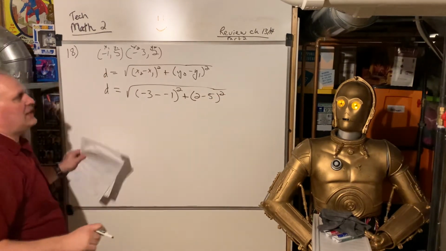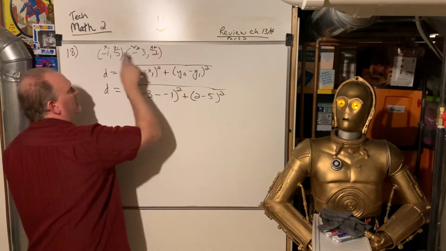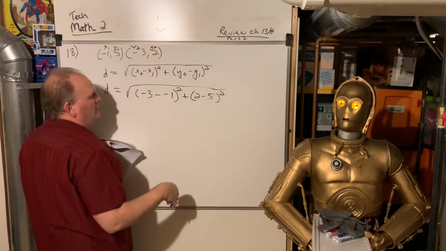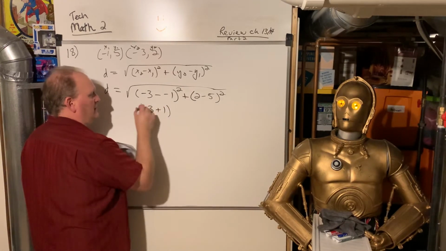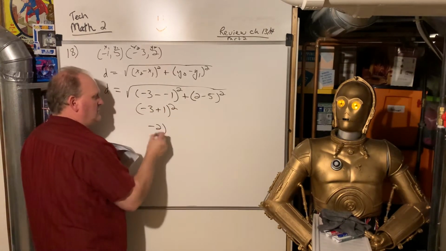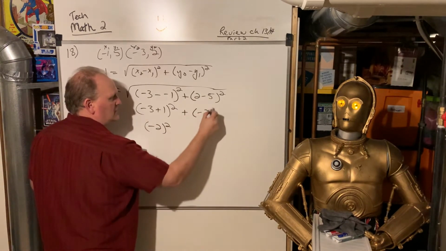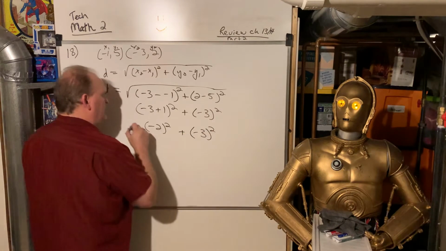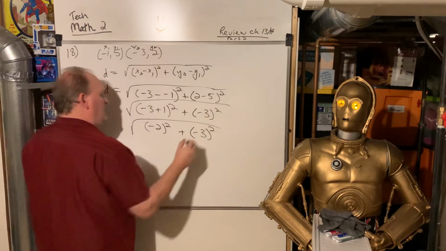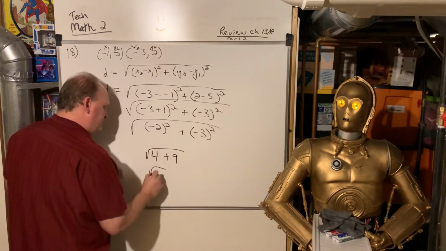Now, I've had students freak out and go, oh no, what if I did that one as 1 and 2, or 1 and 1 and 2 and 2? Then I get it wrong. No, you wouldn't, because let me show you. Negative 3 plus 1 squared, that's negative 2 squared. This is negative 3 squared, this is 3 squared, all still under the square root sign. 4 plus 9, right? Square root of 13.